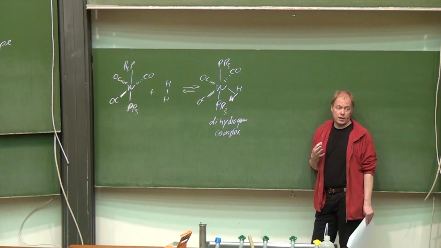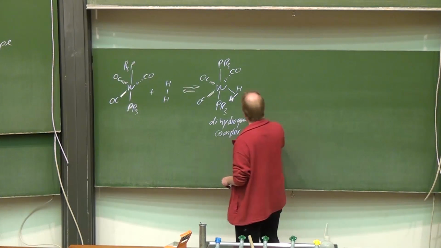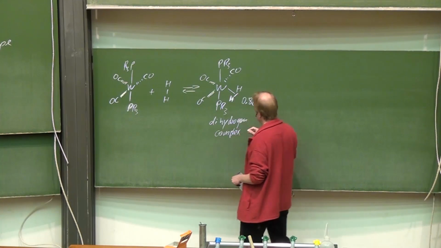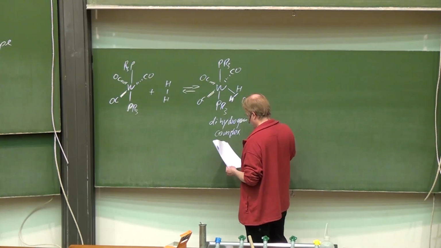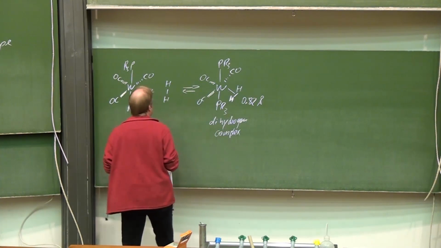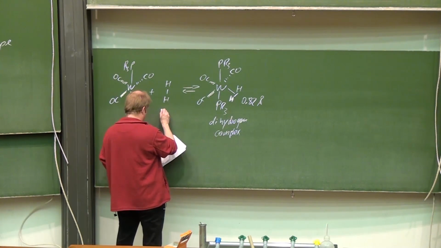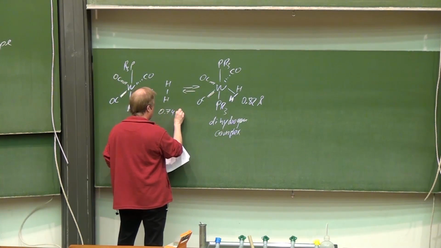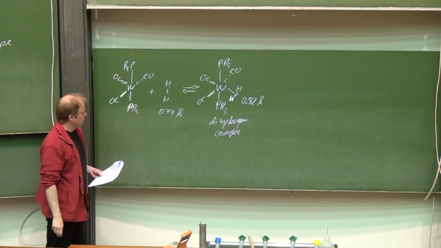was isolated at low temperatures and was analyzed by X-ray diffraction, and it was found that we have a bond length between those two hydrogen atoms of 0.82 angstroms compared to 0.74 for the molecular hydrogen.